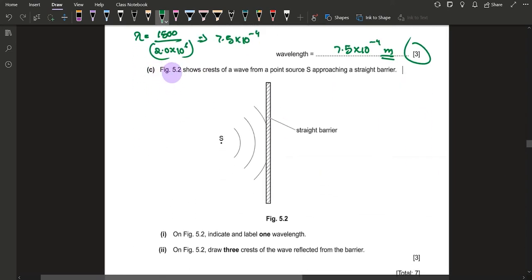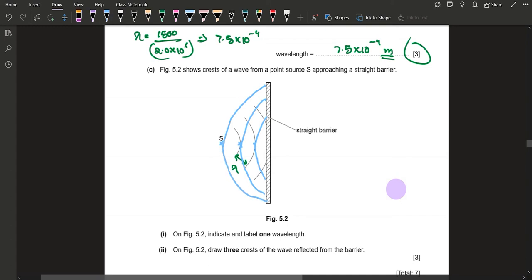Part C says, figure 5.2 shows crests of a wave from a point source S approaching a straight line barrier. This is the source, and you can see here the straight line barrier as well. Part I says, on figure 5.2, indicate and label one wavelength. Part 2 says, on figure 5.2, draw 3 crests of the wave reflected from the barrier. So this is pretty simple, and one wavelength is going to be this, which we can write as lambda. And for the reflected wave, we can just follow these points, and we can draw our wave. So it's going to be like this, and make sure the distance between these are all the same. So this is going to be our reflected wave.